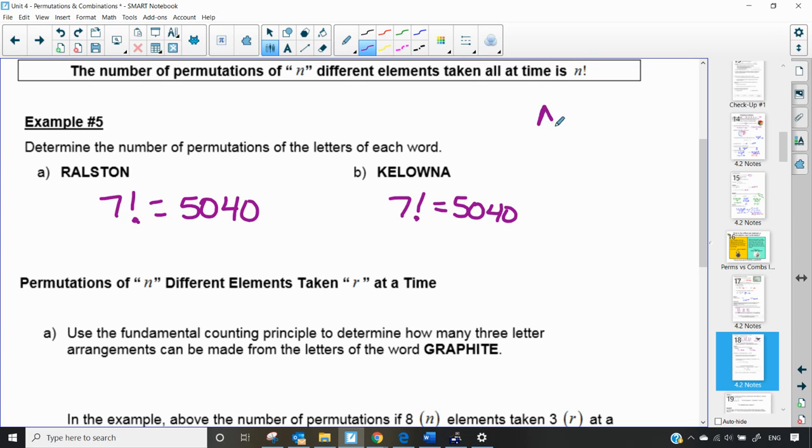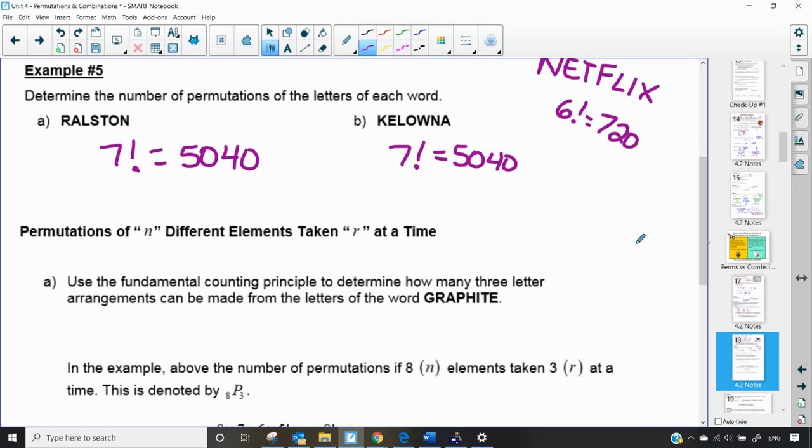If I wanted to rearrange the letters in Netflix, since we're all in isolation and that might be a popular place to check out, Netflix, there are 6 different letters. So 6 factorial. 6 factorial would be 720.